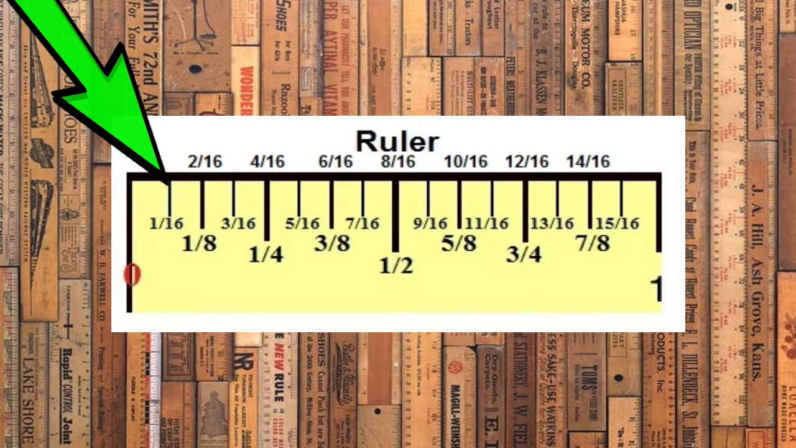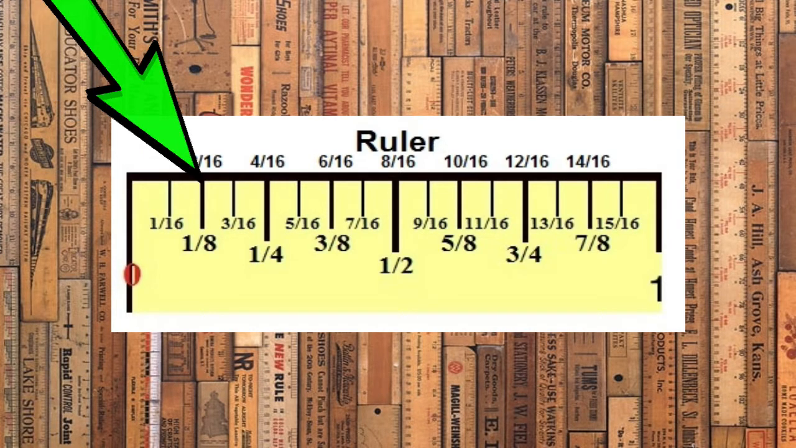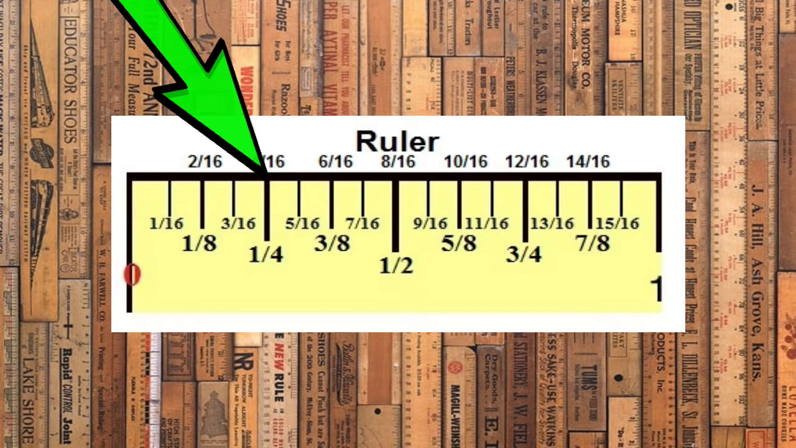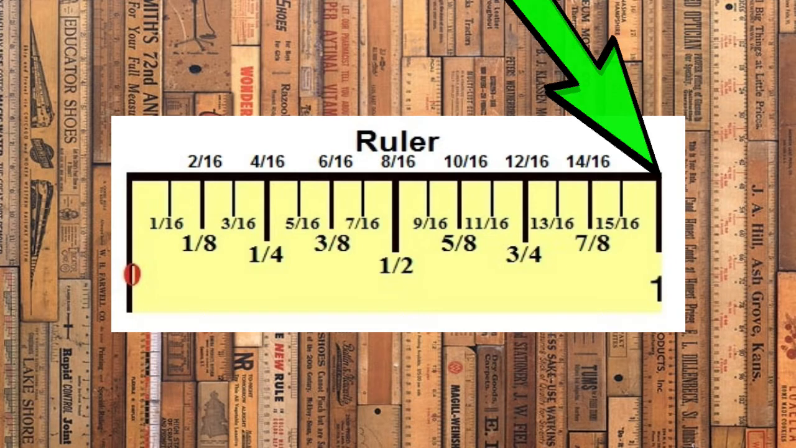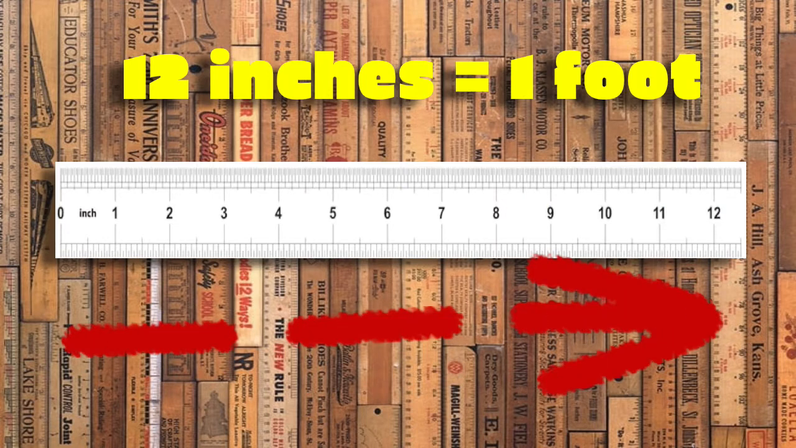1/16 of an inch, which is usually the smallest distance on a regular ruler. If we double that, we get 1/8 of an inch. If we double that, we get 1/4 of an inch. If we double that, we get 1/2 inch. Double that, we get 1 inch. And then we begin counting the inches until we hit 12. This will give us a foot.